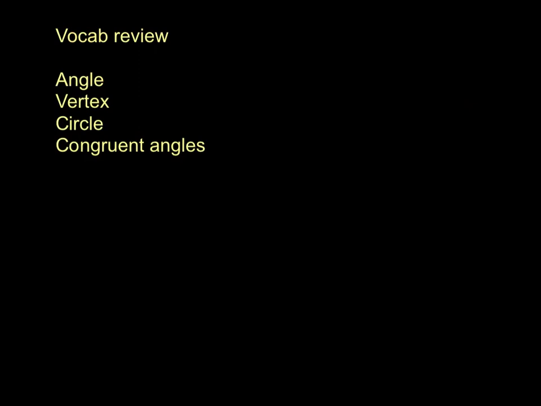In review, the vocab that you should know from this section are these 4 words. An angle. An angle is formed by 2 rays joining together at a vertex, which is a common endpoint. The vertex is that common endpoint. Circle. A circle, a lot of people think, oh, it's just a round thing. A circle is a set of all points in a plane that are a given distance from a given point. So if I gave you circle A, that's the center. All the points around that are the same distance away from point A. And then congruent angles are just angles with the same measure.